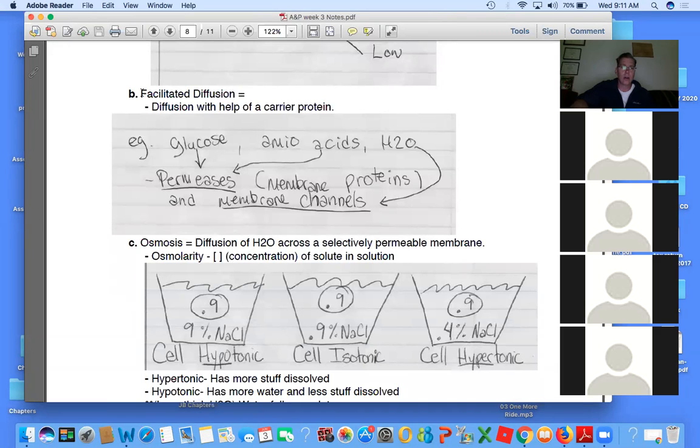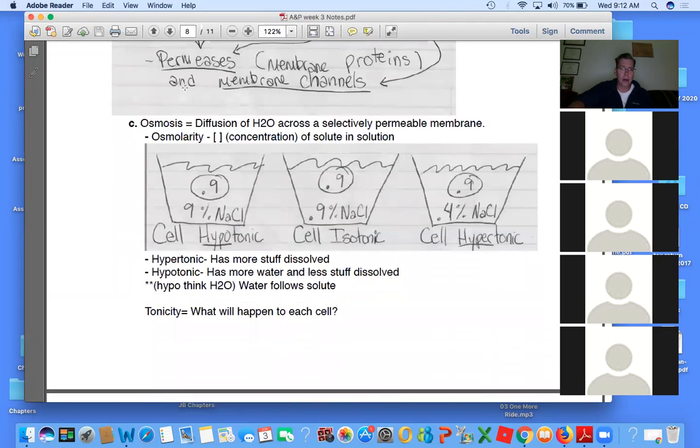What is all this called? Facilitated diffusion. Why facilitated, you're asking? You know, facilitated means, what's a facilitator? A helper at an event, right? Well, this helps the event of moving things across a membrane.